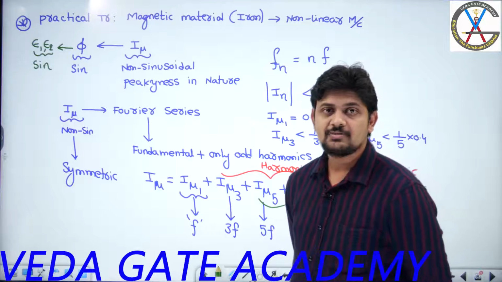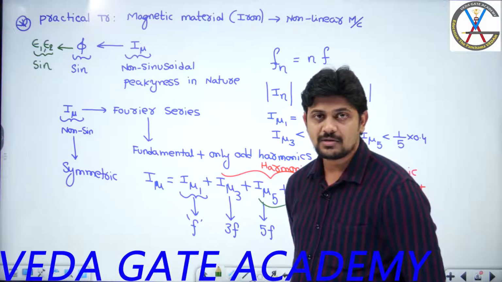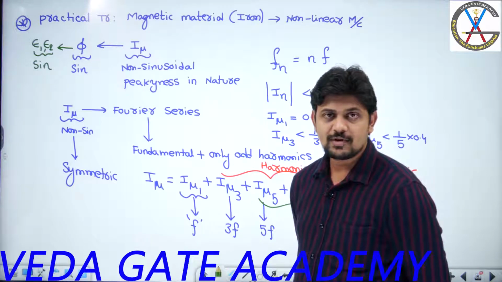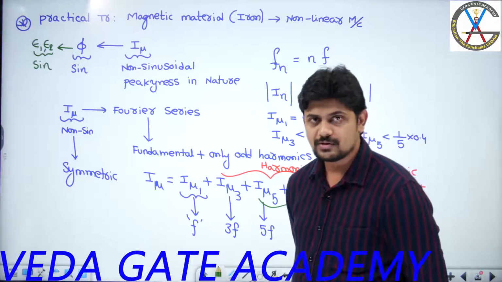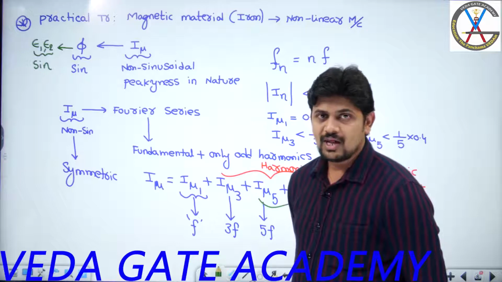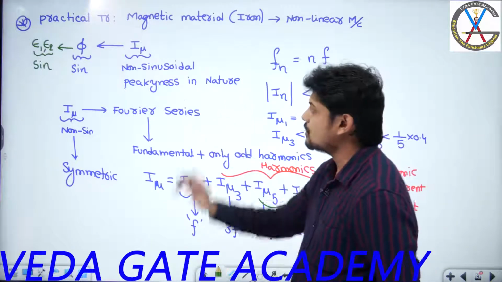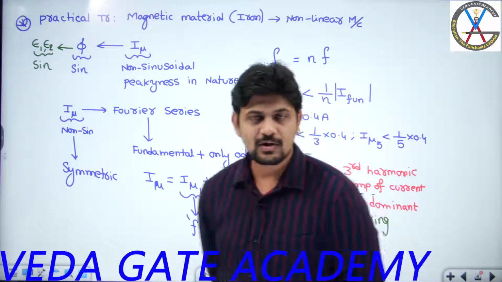So is the statement valid for a linear machine or a non-linear machine? Non-linear machine. For a linear machine, to produce sinusoidal flux, what is the shape of I mu? Sinusoidal. Whereas for a nonlinear machine, in order to produce sinusoidal flux, I mu must be non-sinusoidal. Have you understood the discussion so far?